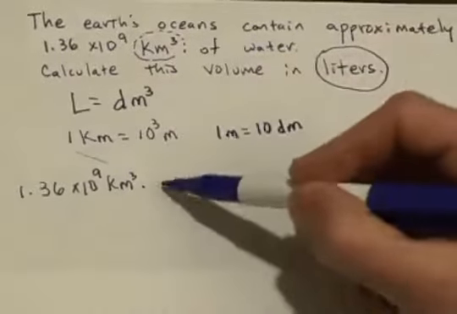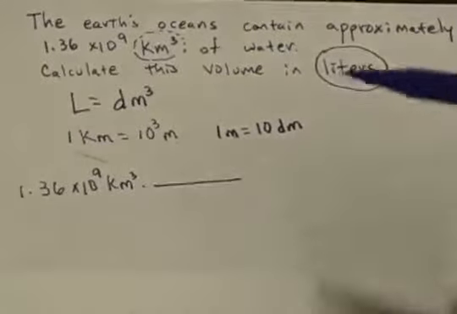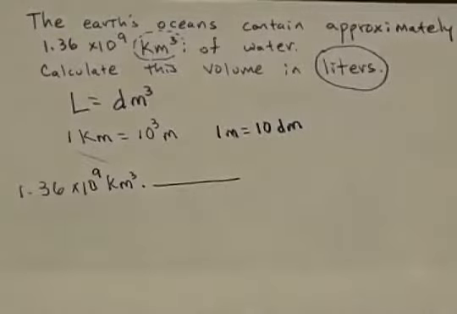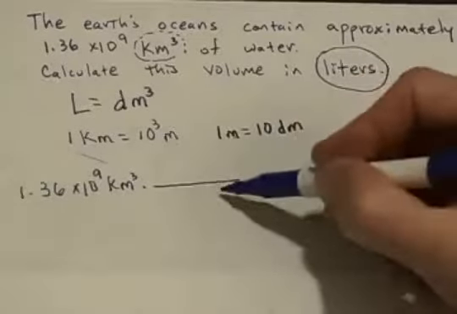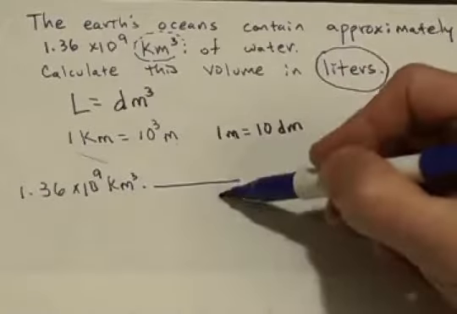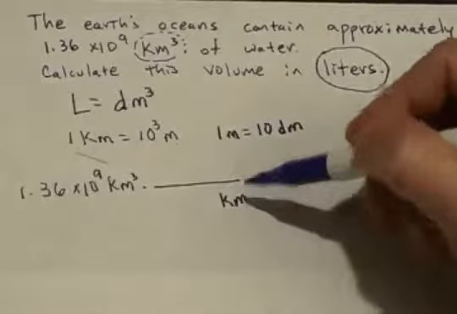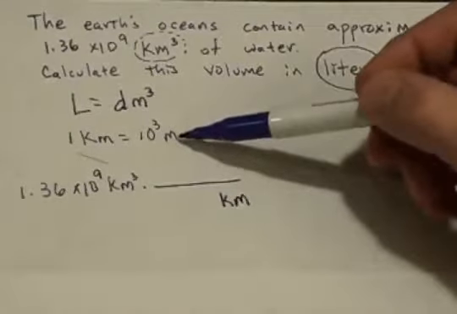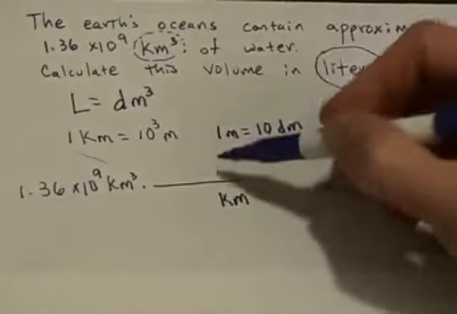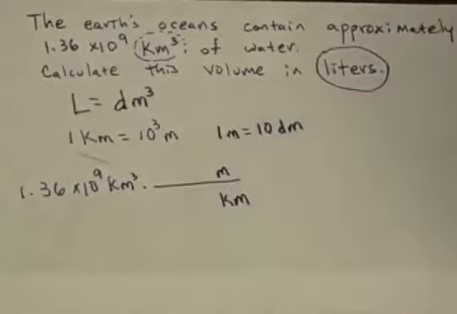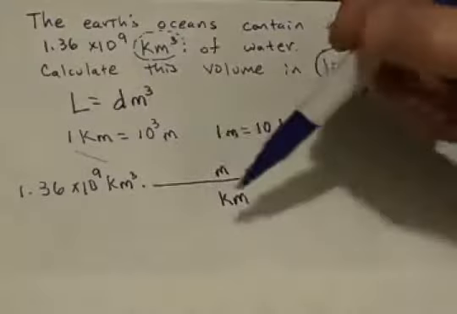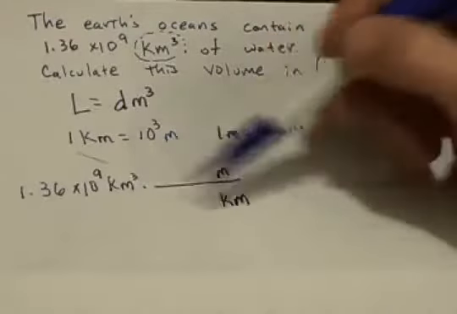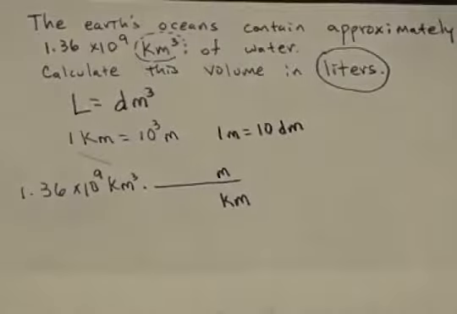Put a multiply sign, put a line, and put the units that you have in a position where they're going to cancel. Since I have kilometers here, I'll put kilometers down here. Put my desired units on the top, and I'm going to go to meters first, and then from there I'll go to decimeters. So I'll put meters on the top right here. Notice right now my kilometers cubed and my kilometers won't cancel. Not yet, but hold on just a second.